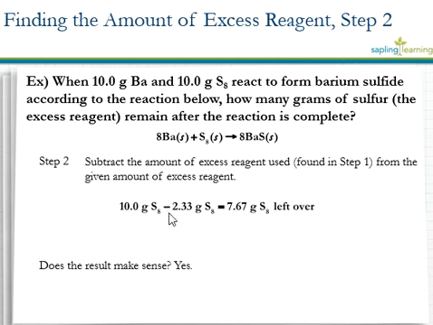So if we subtract that from 10, we can figure out that this is how many grams were left over. We didn't end up using them. You had 10 grams of sulfur. We only used 2.33. That means this amount of sulfur is left over. It's in excess.